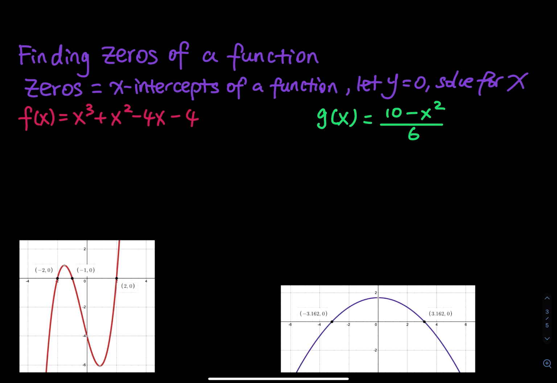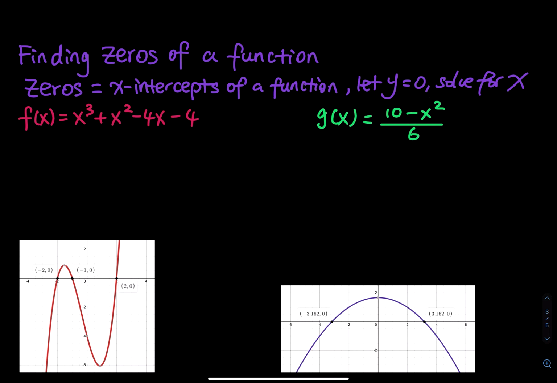So for example, the first problem, we have f of x equals x to the third plus x squared minus 4x minus 4, and here is the graph. I'm not asking you to graph this by hand, just look at the graph. This function has three zeros: one at -2, one at -1, and one at +2. So your job is to find the zero, which is the x-intercept.